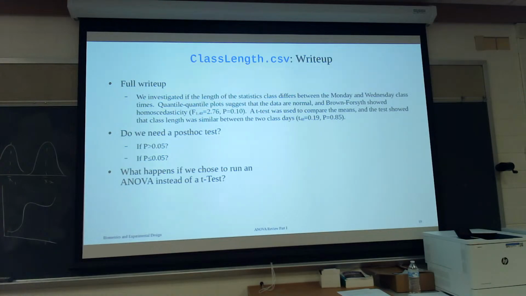We investigated if the length of statistics class differs between the Monday and Wednesday class. Quantile plot suggested data are normal, and Brown-Forsythe showed homoscedasticity. Test statistic, degrees of freedom, p-value right there. The t-test was used to compare the means, and the test showed that class length was similar between the 2 class days. I listed my t-test statistic, 0.19. I gave the degrees of freedom as a subscript here, 48, and I gave the p-value.